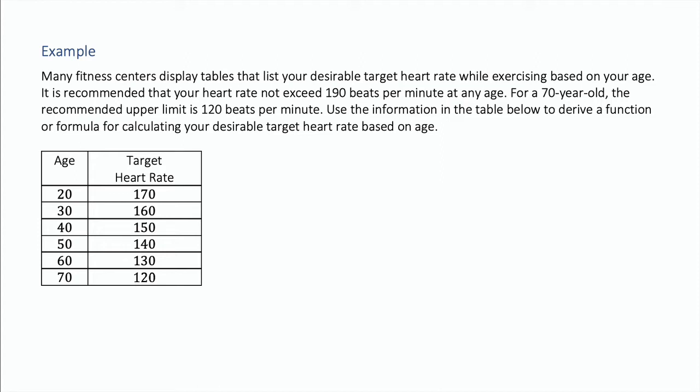based on age. So here we've got our ages, and we'll go ahead and call that X, and the target heart rate, which we'll call Y. Now we know that in our linear modeling, we have Y equals a rate of change times X plus an initial value. Now here we don't actually know the initial value. We don't know what it is at 0, but we can find it because we do know the rate.